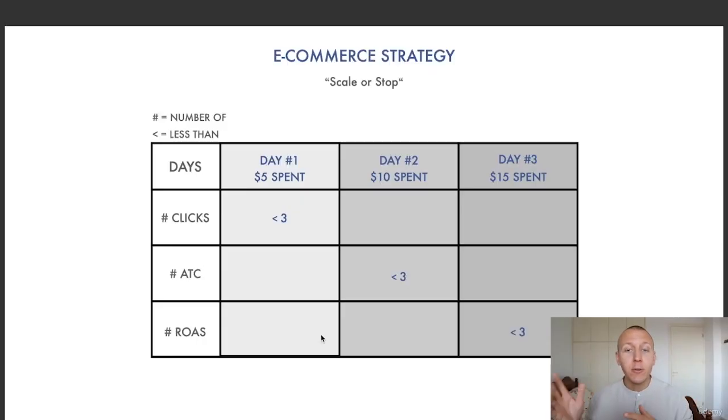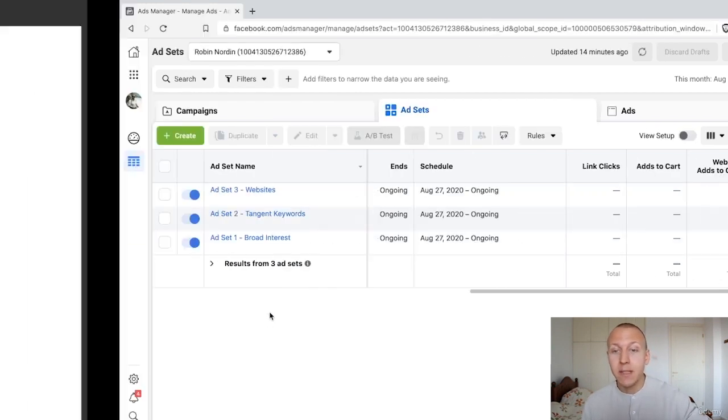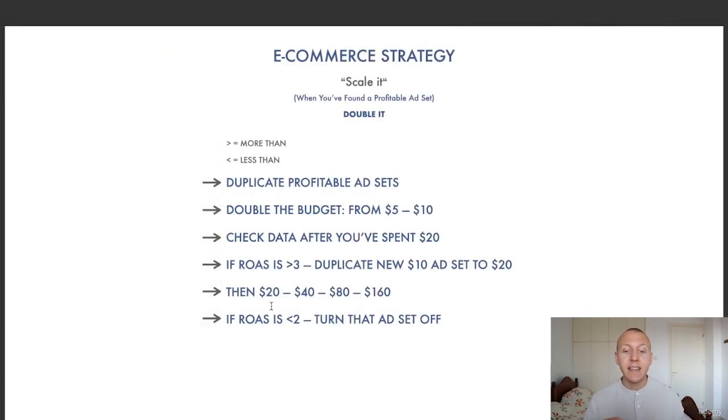Alright, so you've gone through the strategy, you have made it past day 3, right? And you could see that, hey, my return on ad spend is 3 or greater on one of these ad sets. What does that mean? Well, that means that there are going to be some guidelines for how you can actually scale it, and that is going to be on page 4 in your template, right?